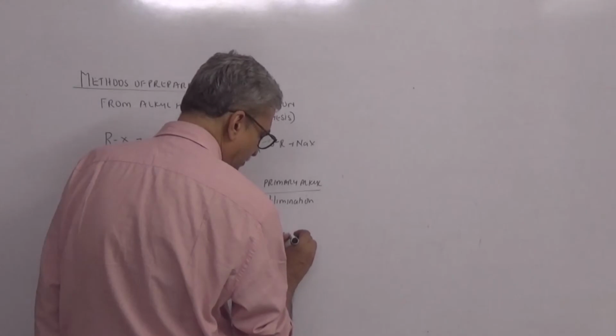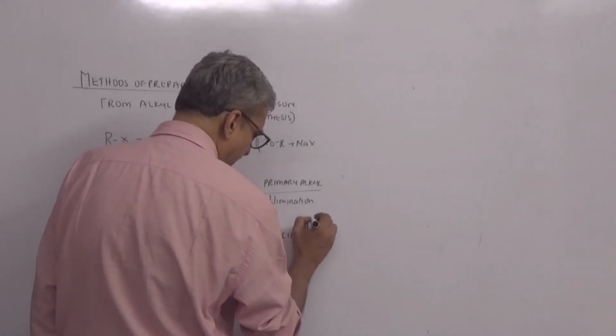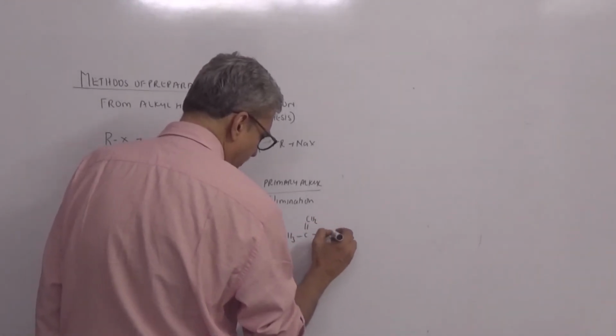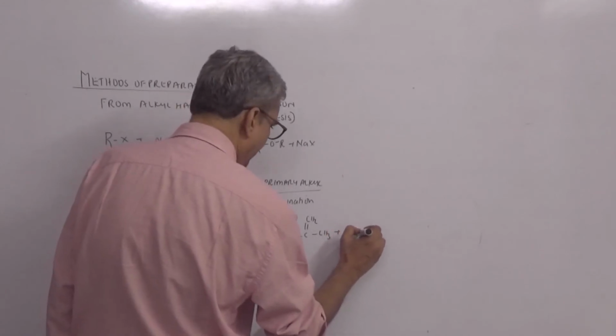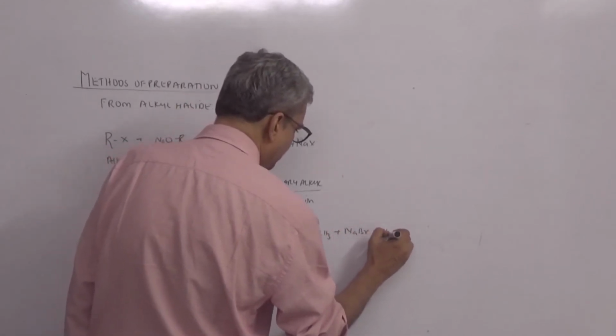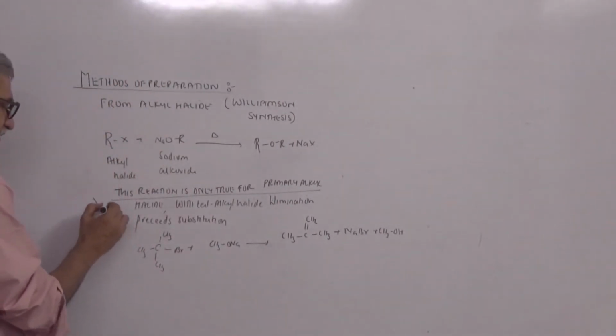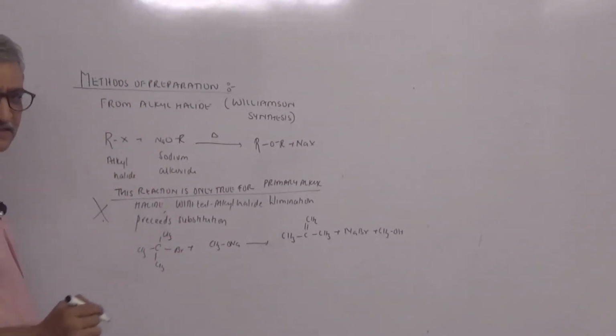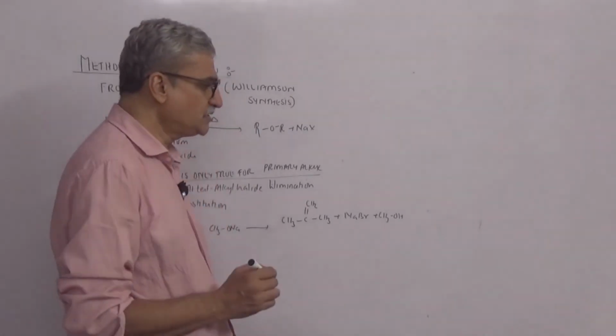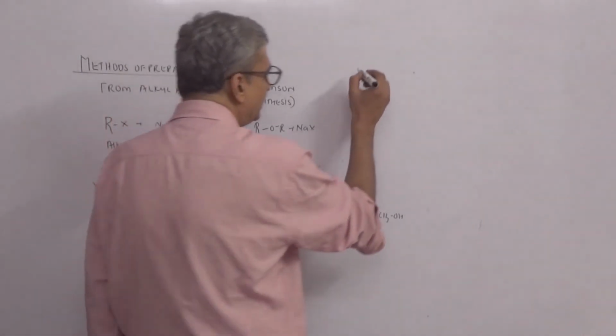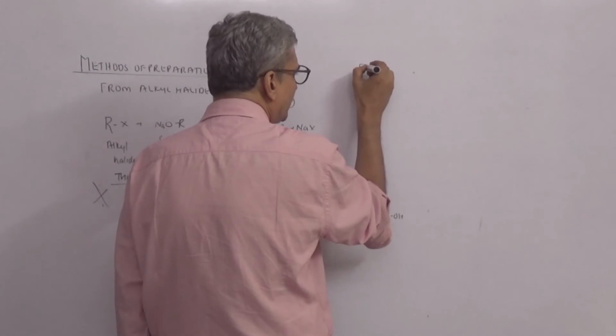You will get isobutylene, (CH3)2C=CH2, plus what do we have? We have NaBr plus CH3OH. So this is a very important question which we can expect in any entrance examination. This is clear. So this was the first method of preparation. The second is from alcohol.